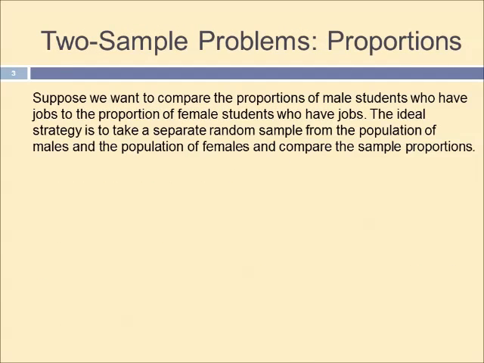So, suppose we want to compare the proportion of male students who have jobs to the proportion of female students who have jobs. The ideal strategy is to take a separate random sample from the population of males and the population of females and compare the sample proportions.